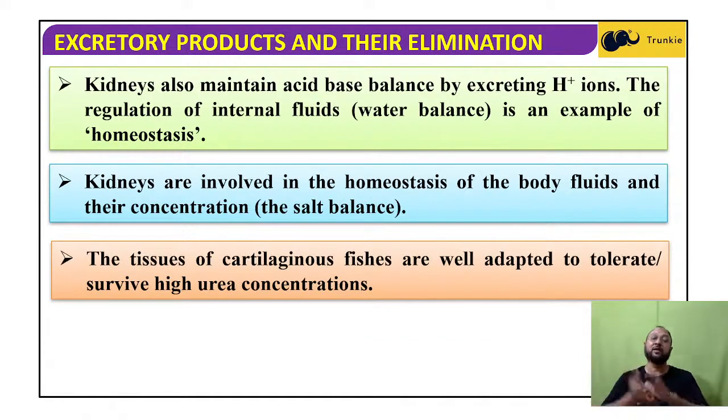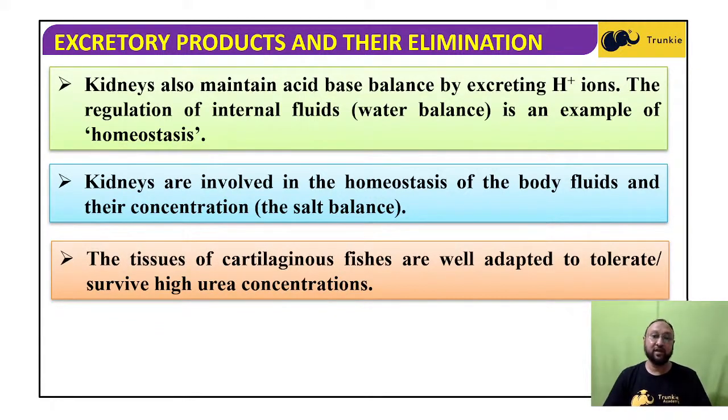Otherwise, there will be some other kind of problems and difficulty, some kind of distortion in the function of the physiological functions. So the tissues of cartilaginous fishes are well adapted to survive high urea concentration.